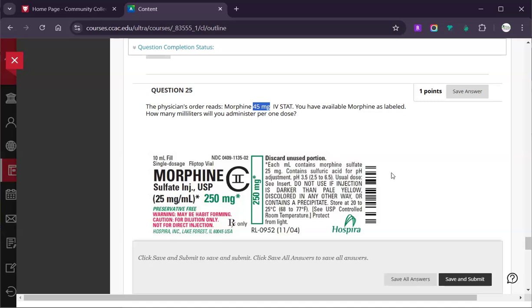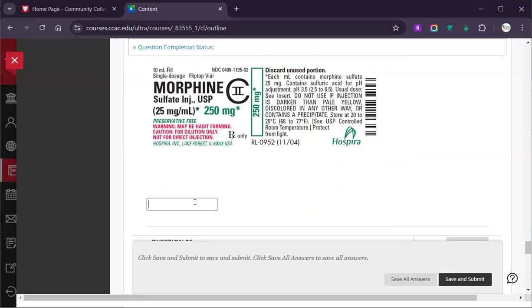So all we're going to do is take the 45 divided by 25, and we're going to get 1.8 mL. So I'm just going to write 1.8.